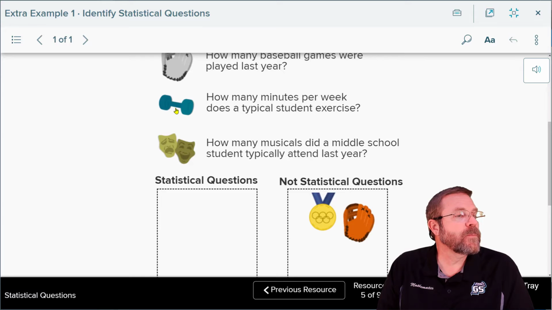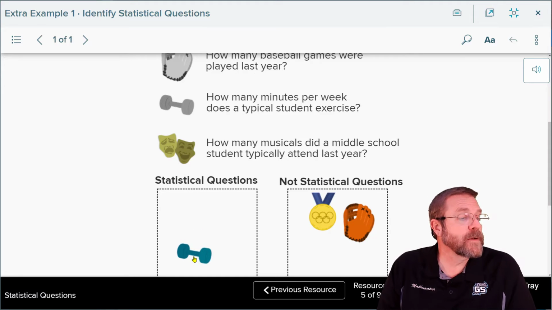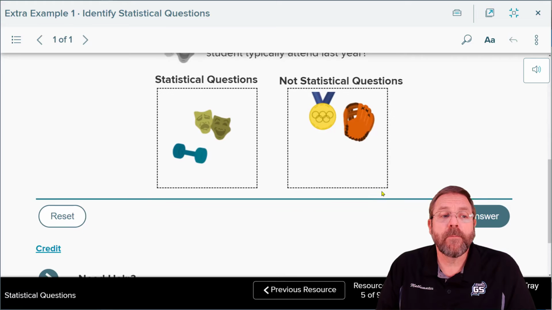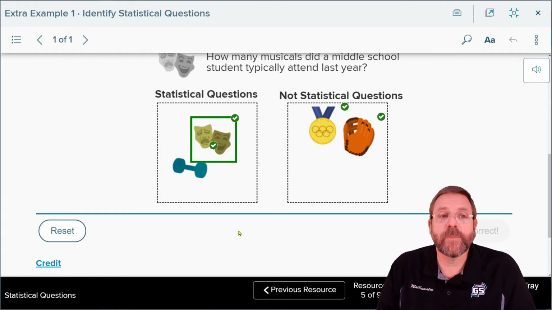How many minutes per week does a typical student exercise? Well, most of y'all, that's going to be 0. I mean, let's own it, folks. But it is going to vary because we do have some football players, some basketball and volleyball and whatnot, and some people that just like to run because they're crazy. And then finally, how many musicals did the middle school student typically attend last year? Once again, the answers are going to vary. Most of them are going to be none, but there are those people who like to sit there and have other people sing at them.